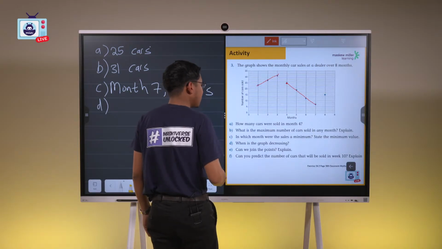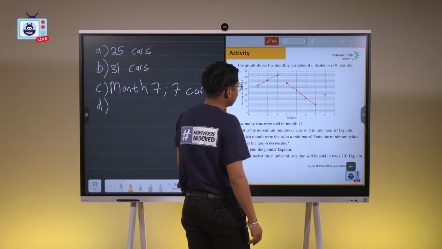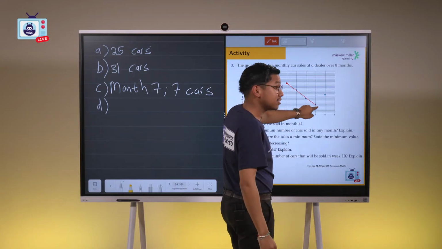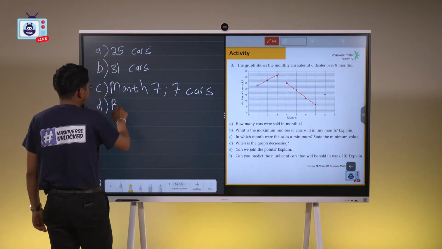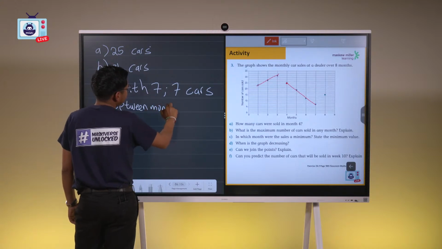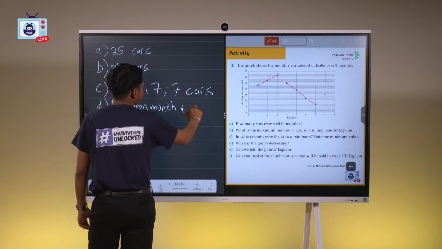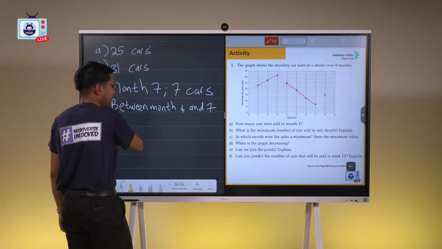So between which months, or when is the graph decreasing? We can say between the 4th month and the 7th month. That is when the graph is decreasing, right? So I can say between month 4 and 7, that's when sales weren't as good, all right?